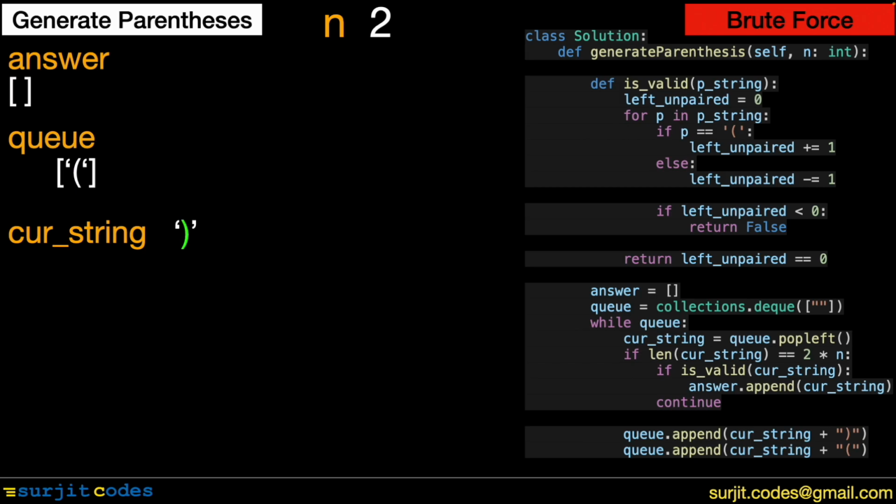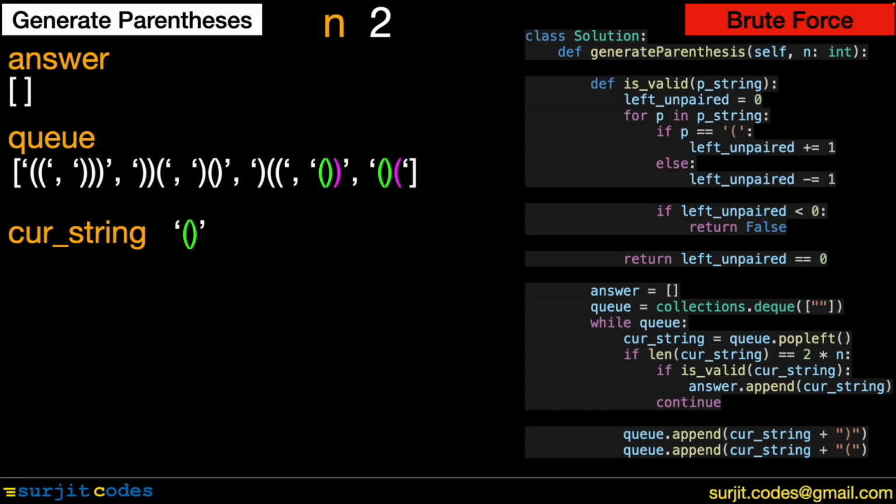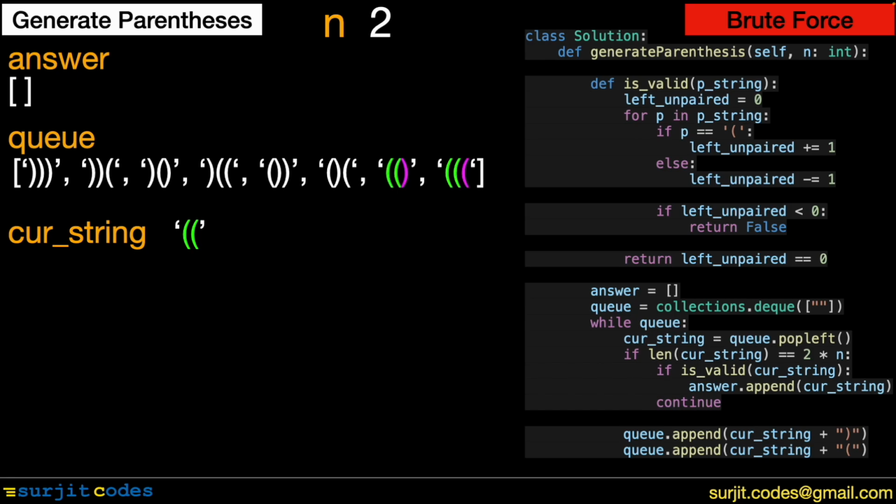In the next iteration of the while loop, current string becomes right parenthesis. Its size is not 4, so we join current string with right parenthesis and append it to the queue, and then left parenthesis. In the next iteration, current string becomes the left parenthesis, which gives these two new entries. Next current string gives two more entries, and then this gives these two entries. Next pop out gives these two new entries, and then these.